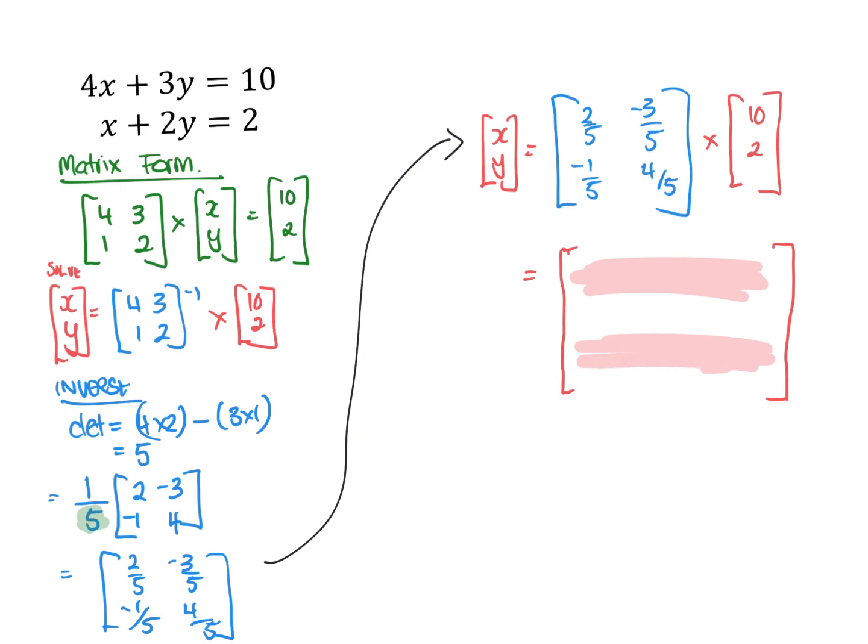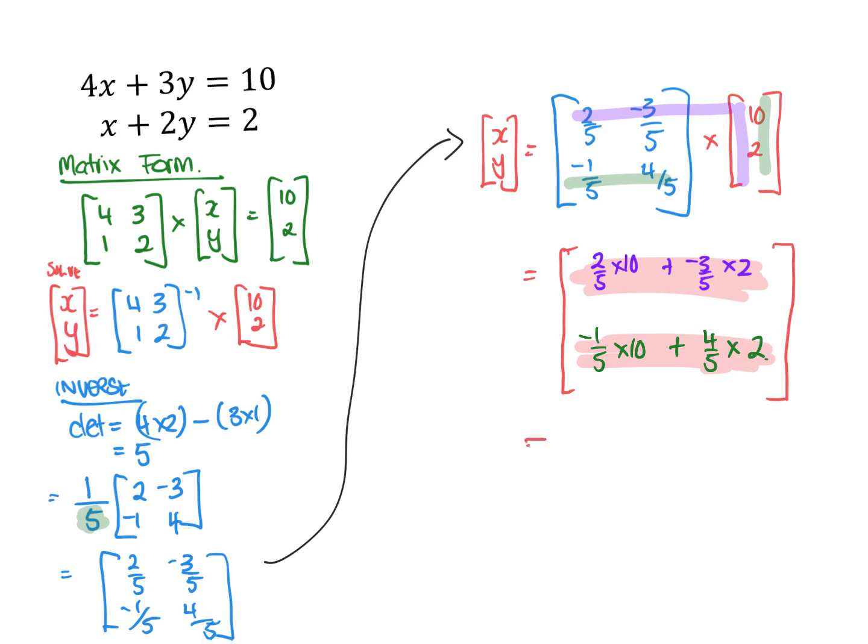So I'm in the first row, first column. So that will be, now you don't have to work it out, just write it out. It'll be 2/5 times 10 plus negative 3 on 5 times 2. Don't worry about working it out. You can just leave it as long as you've written that bit. That's showing that you know what's happening. And then the next bit would be this row by that column. So it'll be negative 1 over 5 times 10 plus 4 over 5 times 2.